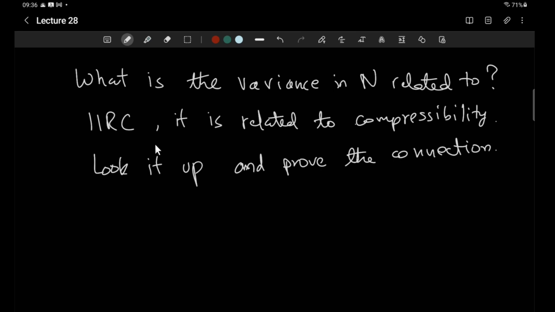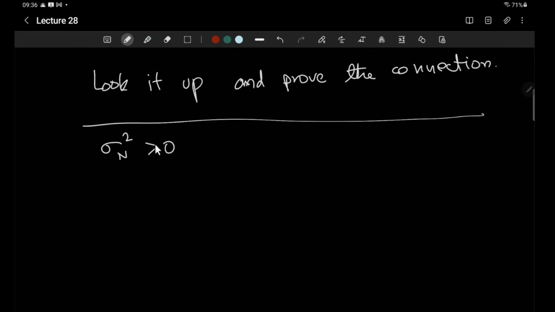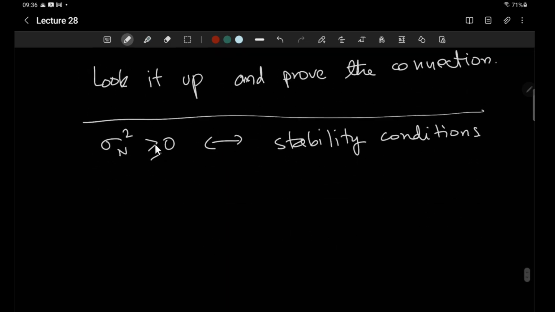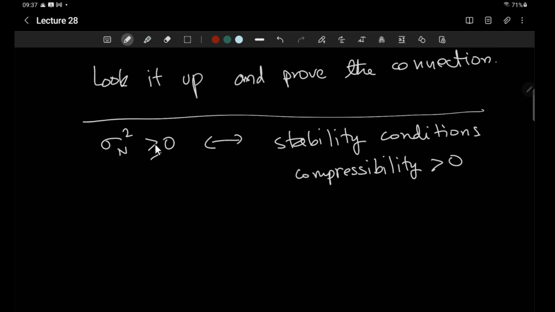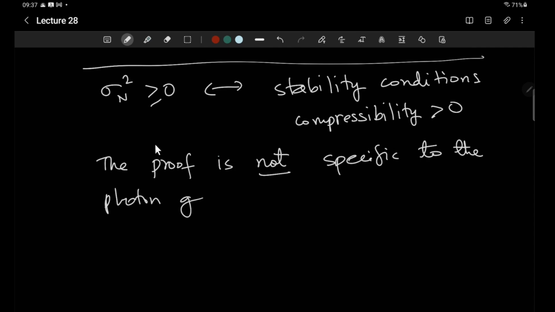I see the thing is that we know that sigma n square is greater than or equal to 0, and this is related to stability conditions. So if this relationship is true, this should be the same as saying that the compressibility is positive, right? That's the condition of stability. And the proof is not specific to the photon gas. Maybe I'll put this in the next problem set, but even if I forget, you can just work this out.